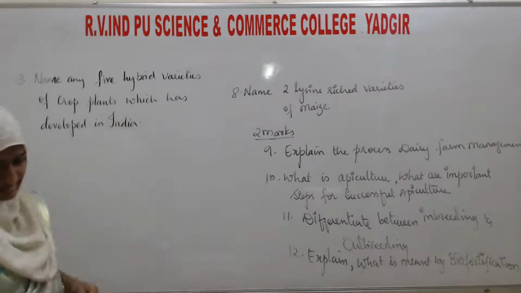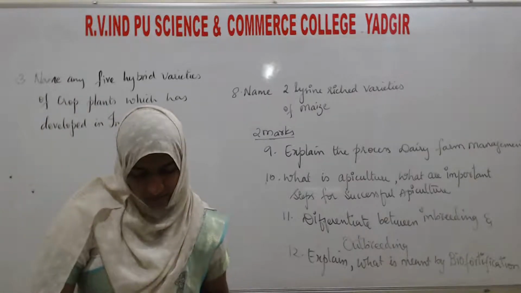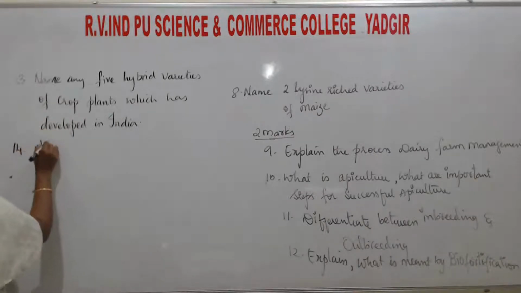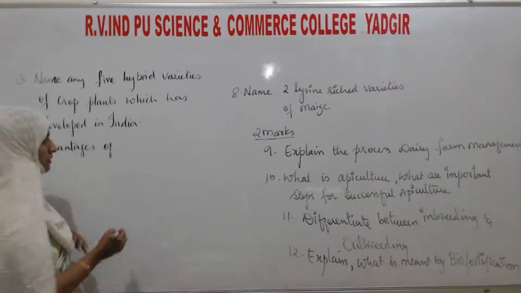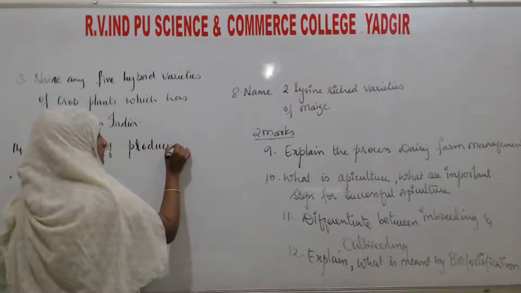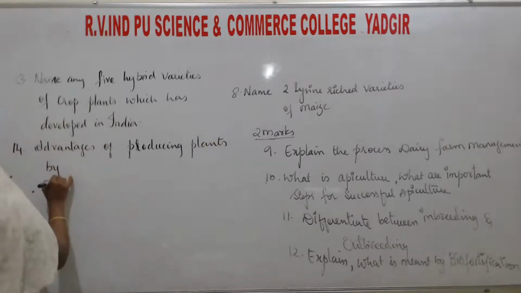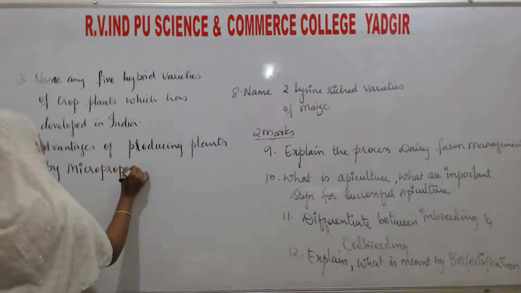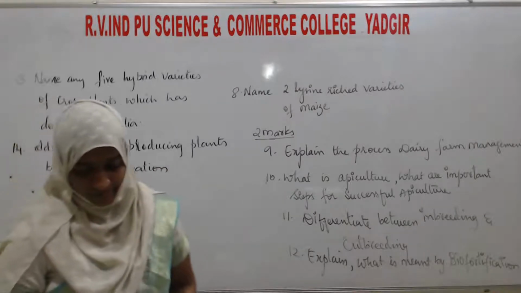Okay, then except this one, what is the major advantage of producing plants by micropropagation? Or advantages of producing plants by micropropagation. This is one question for 2 marks.